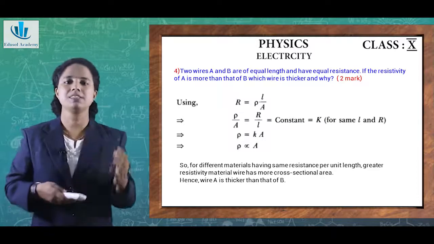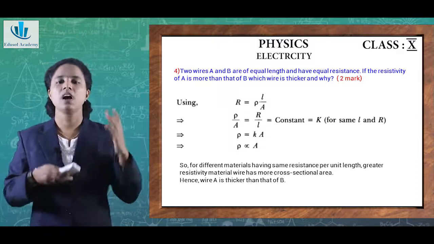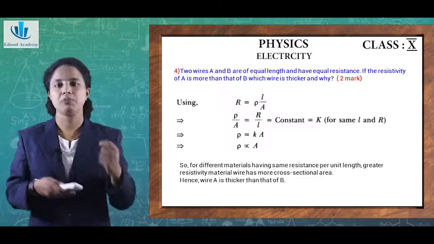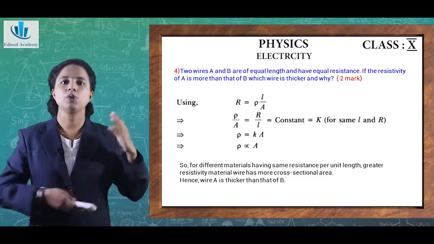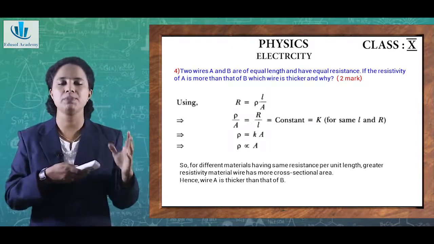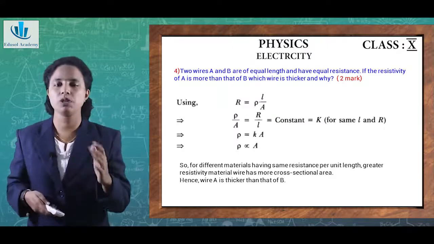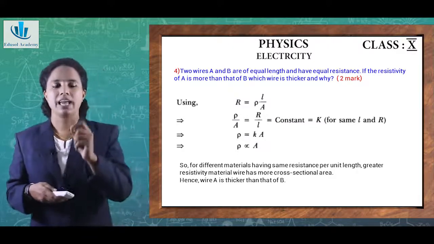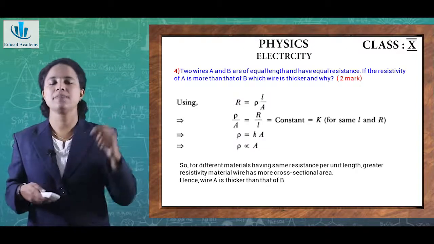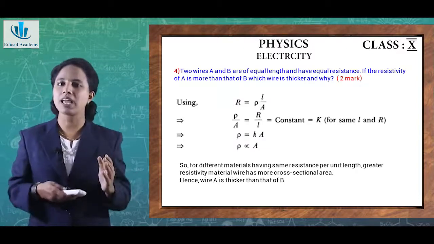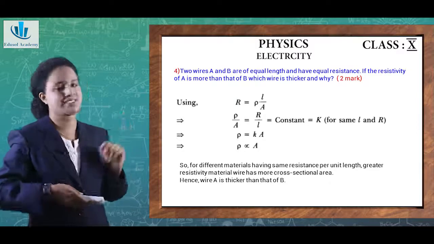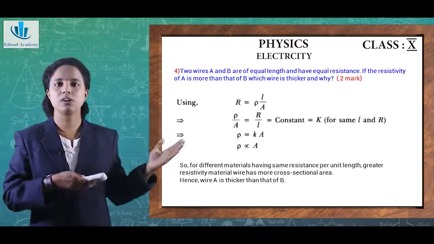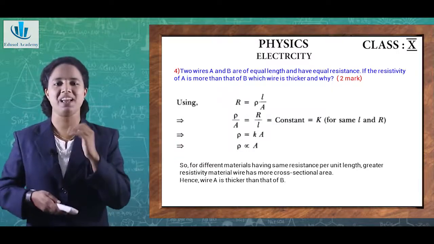If we rearrange this equation, we will get rho by A equals R by L. That is equal to a constant that we can represent by K. Why do we do so? It's because it's already given that they have the same length as well as resistance. So R by L will definitely be a constant. So rho by A equals R by L, which will be a constant that can be denoted by K.